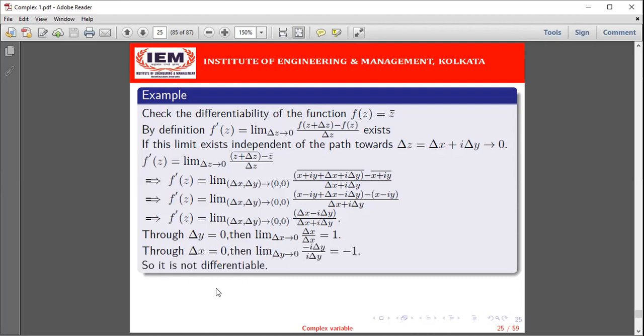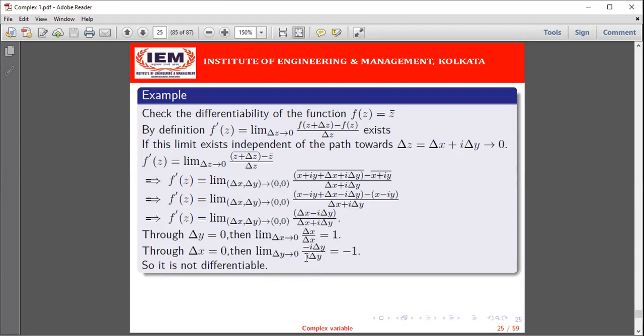Then similarly, we can approach through the y-axis. If we approach through the y-axis, then the value of x will be 0, so del x is 0, and the limiting value will be dependent solely on y. So this will be the limit as del y tends to 0 of minus i del y by i del y, so this will be minus 1.